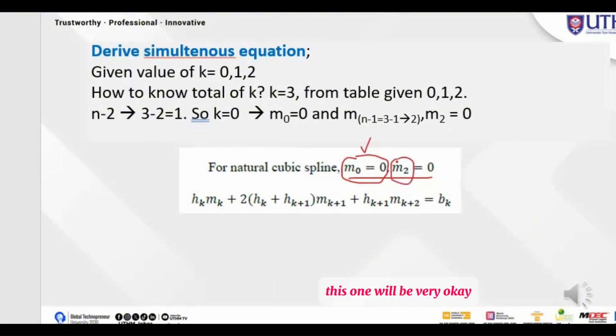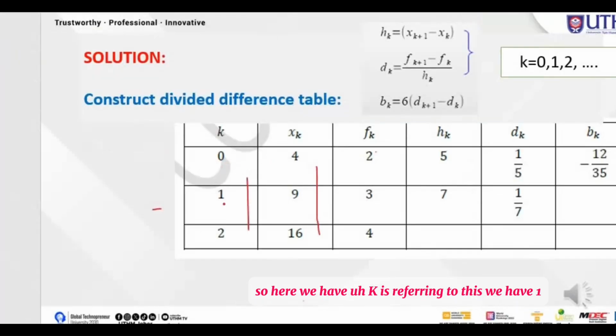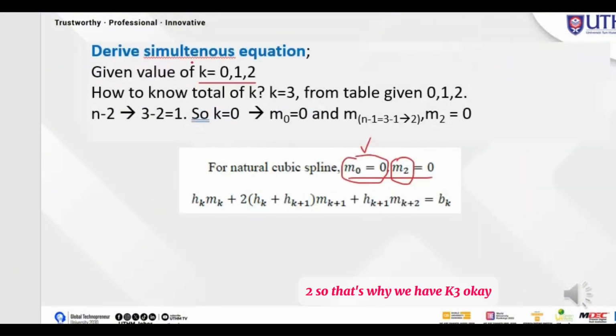This one will vary. It depends on how many K you have. So here, if you look at here, K is 0, 1, and 2. How do we get this value? From the question. So here K is referring to this. We have 1, 2, 3, which is 0, 1, 2. So that's why we have K3.